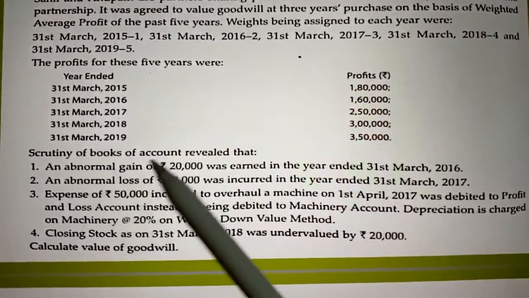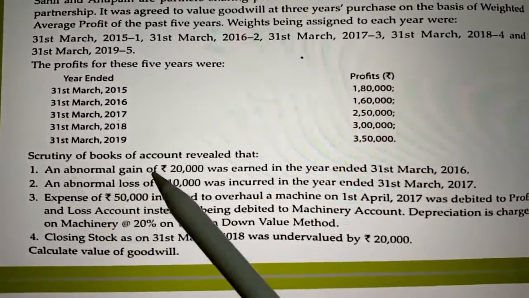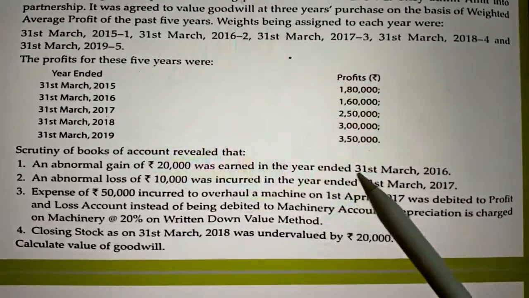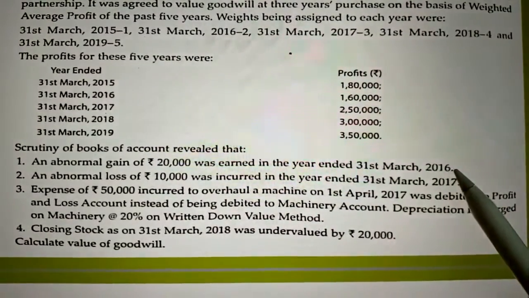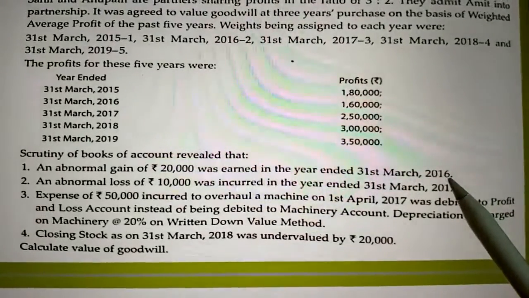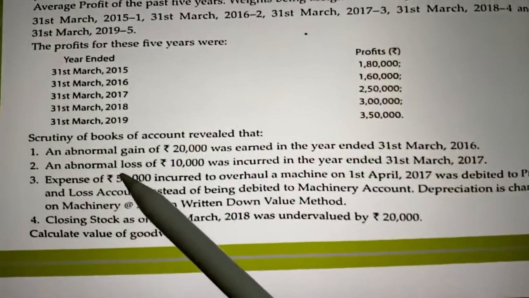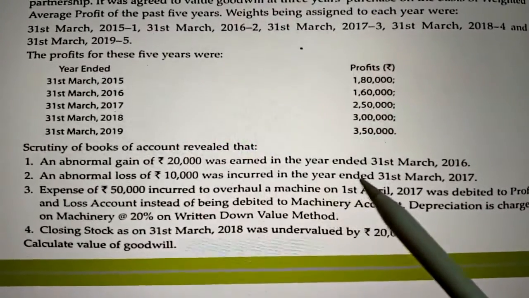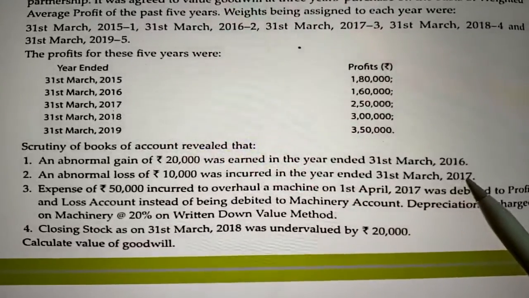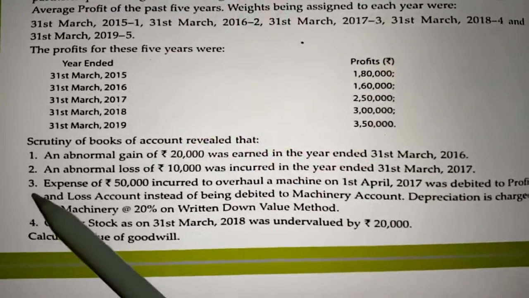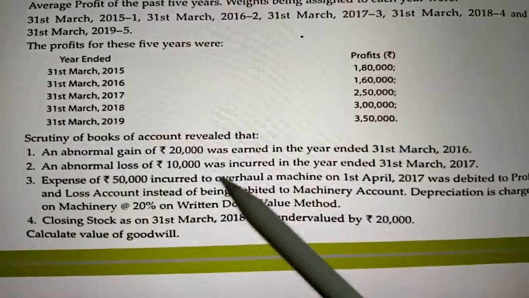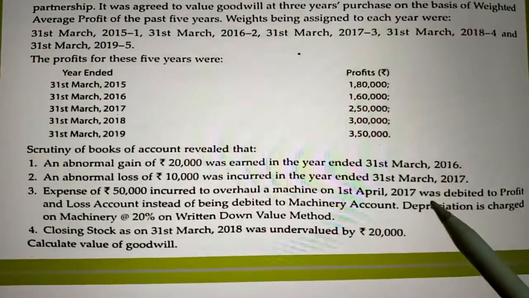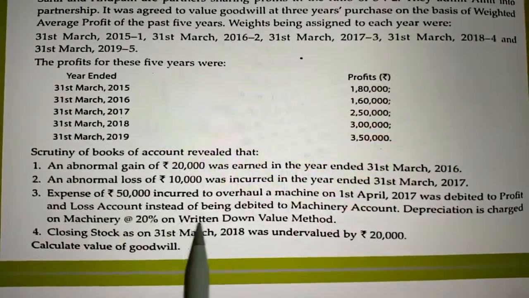Scrutiny of books of accounts revealed that an abnormal gain of rupees 20,000 was earned in the year ended 31st March 2016, so it should be deducted from the profits of 2016. An abnormal loss of rupees 10,000 was incurred in the year ended 31st March 2017. Next adjustment is expenses of rupees 50,000 incurred to overhaul a machine on 1st April 2017 was debited to profit and loss account instead of being debited to machinery.